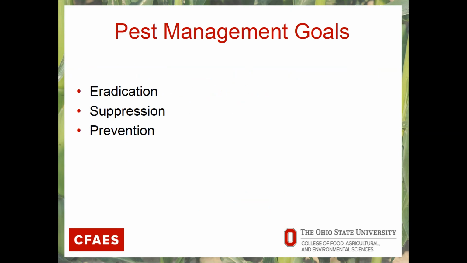In the next slide, we'll see an example of a threshold for a disease with an action threshold of 10% for a foliar disease. In this example, a certain amount of disease is tolerated, that is 10%, before action is taken. So the goal here is suppression of the disease.